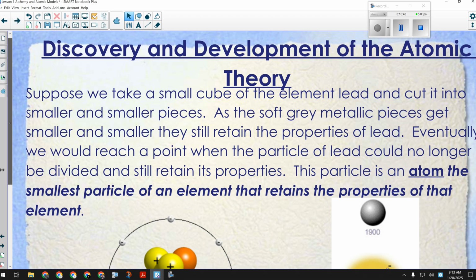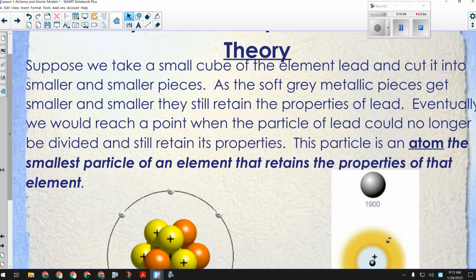Okay, so this part here that's in bold, I would say would be important. So an atom is the smallest particle of any element that retains the properties of that element. Okay? It's the smallest I can break something down to.